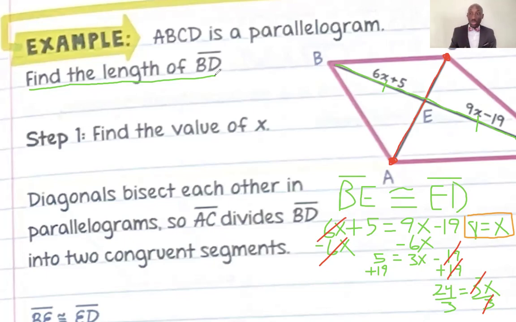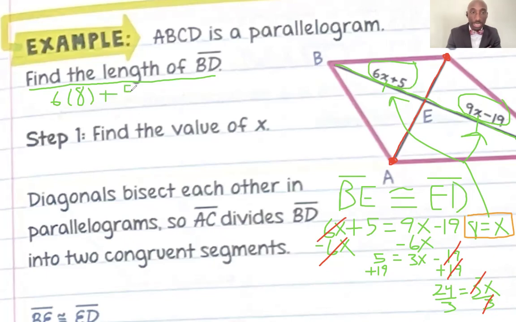So we know that x equals 8. Now let's plug 8 back into both of these, because it will give us the actual numbers of the two equivalent algebraic expressions. So we know that 6 times 8 plus 5 is supposed to be equal to 9 times 8 minus 19.